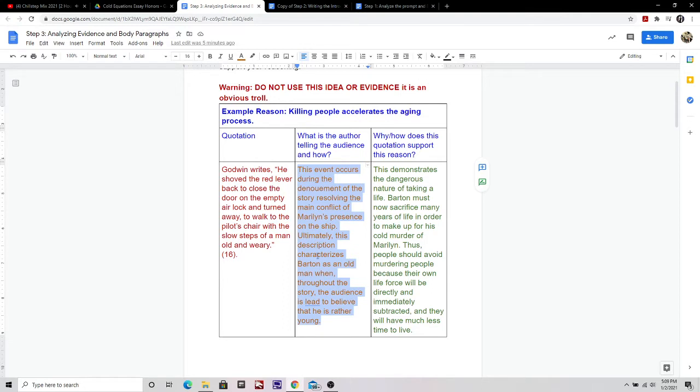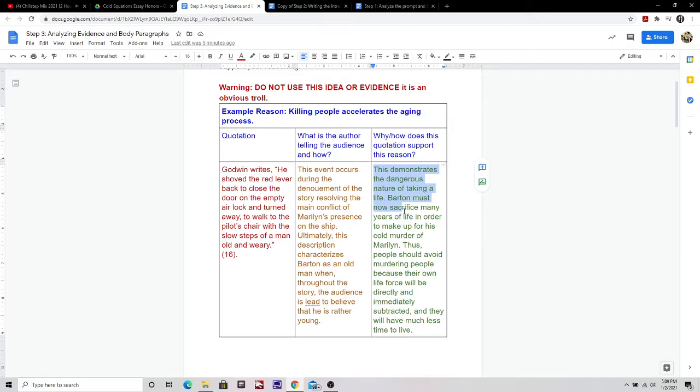this quote, all right? So this one says, this event occurs during the denouement of the story resolving the main conflict, Marilyn's presence on the ship. Ultimately, this description characterizes Barton as an old man, when throughout the story, the audience is led to believe that he is rather young. And in fact, that's not really what this quote is doing. It describes him as old and weary, but that's because of the mental stress that he's essentially gone through, right?